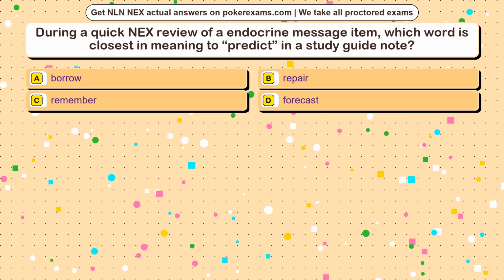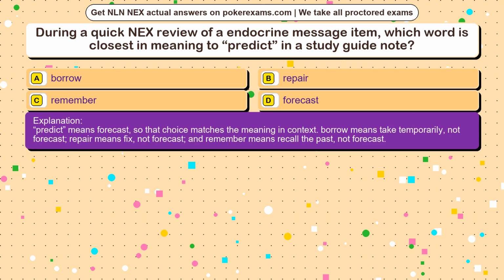The correct answer is option D. Predict means forecast, so that choice matches the meaning in context. Borrow means take temporarily, not forecast. Repair means fix, not forecast. And remember means recall the past, not forecast.